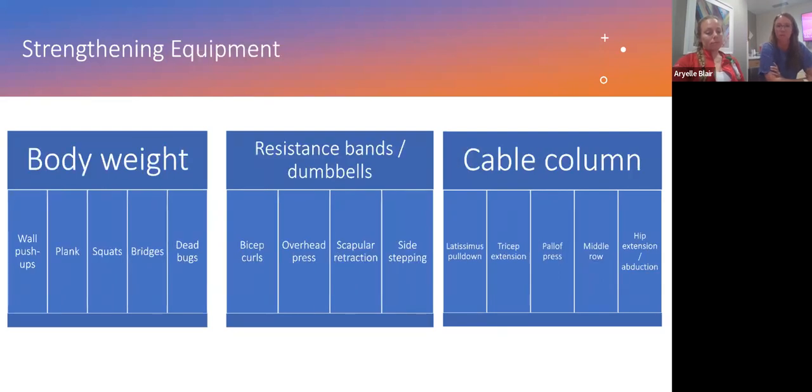Okay, so strengthening equipment. You have all your exercises against body weight, so using your own body weight for the resistance. And then you have your resistance bands or dumbbells. Even if you don't have that fancy equipment, you can even use things like soup cans or a water bottle that you have at home, just you can lift that. Also cable columns, if you're familiar with those.